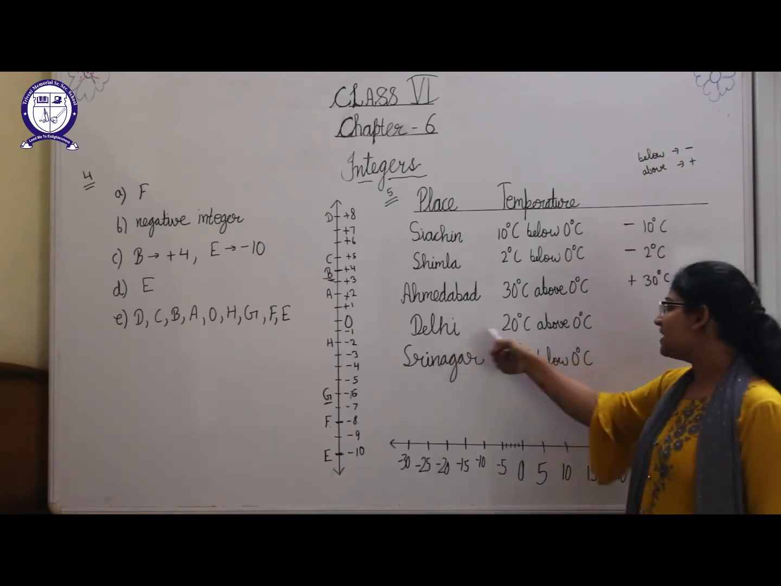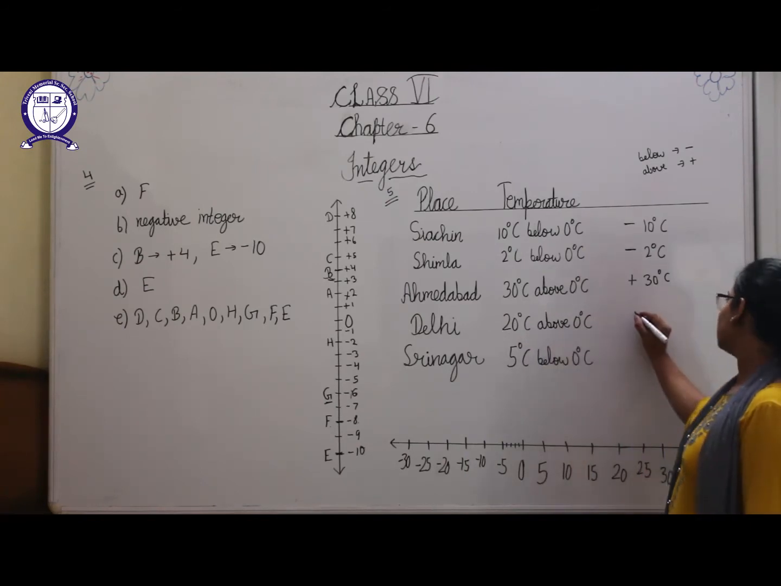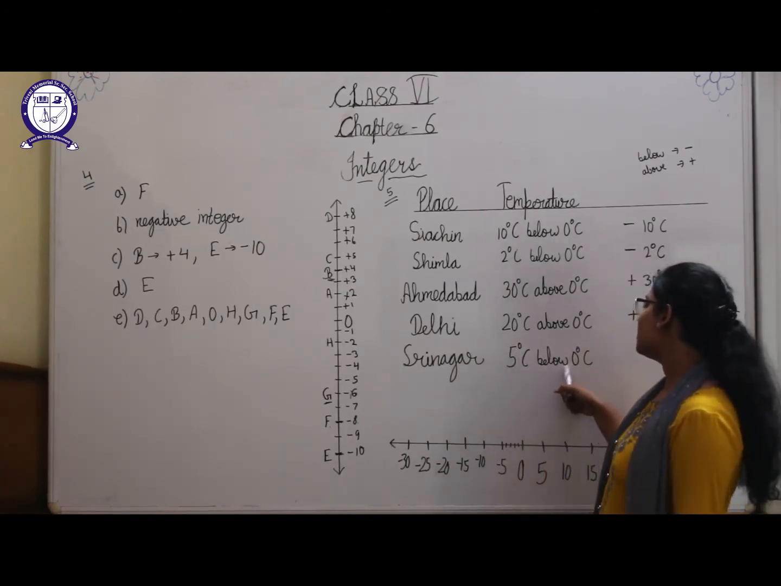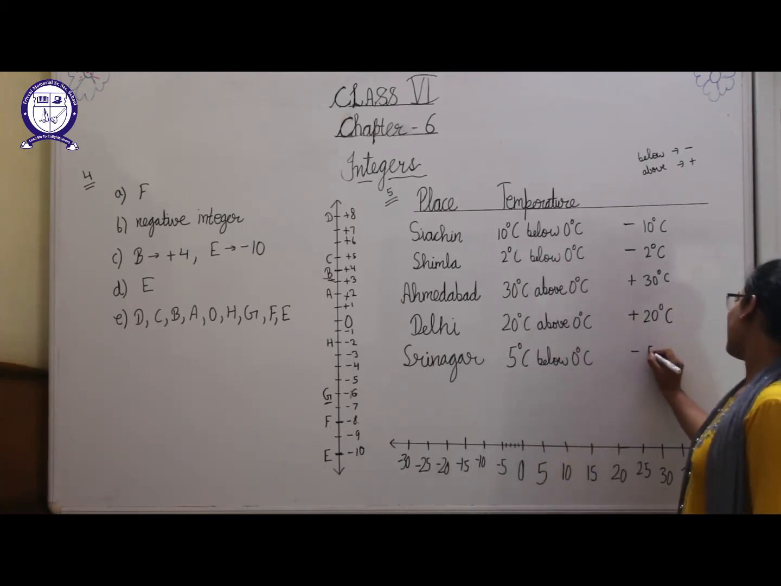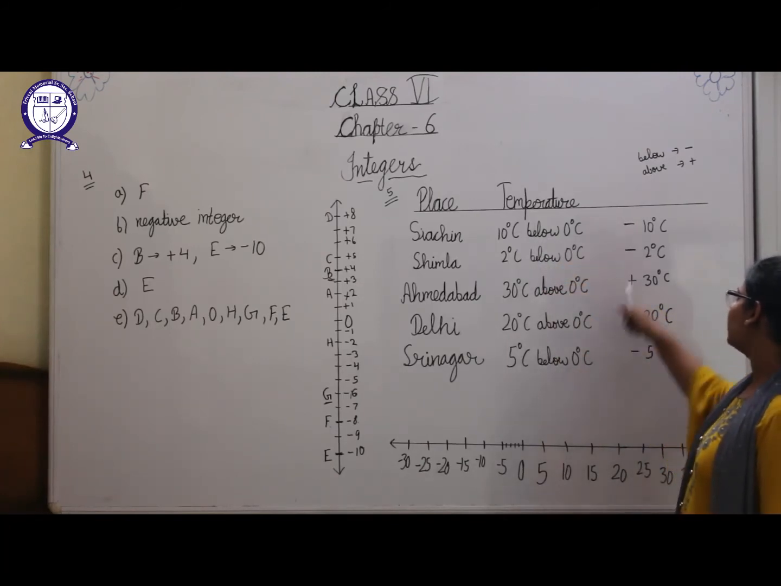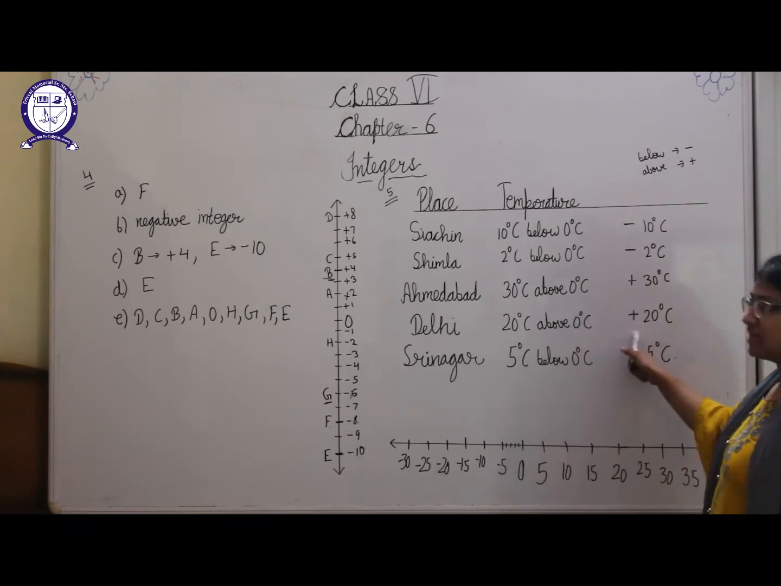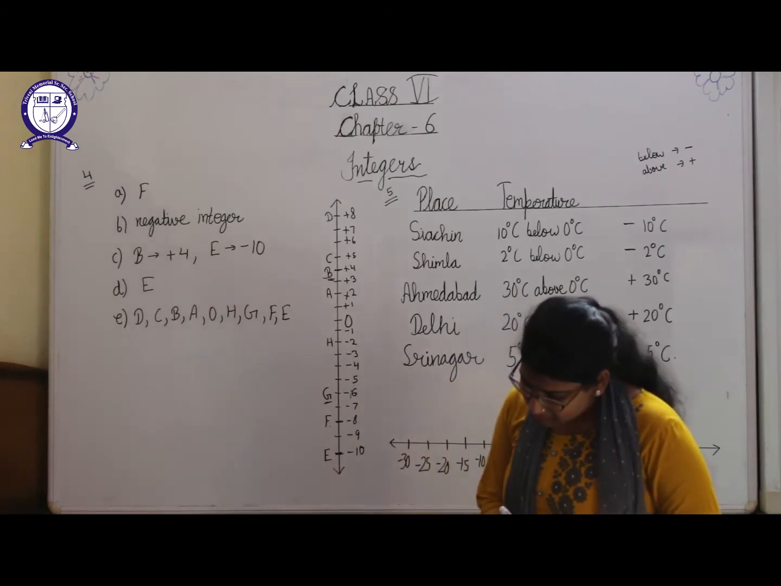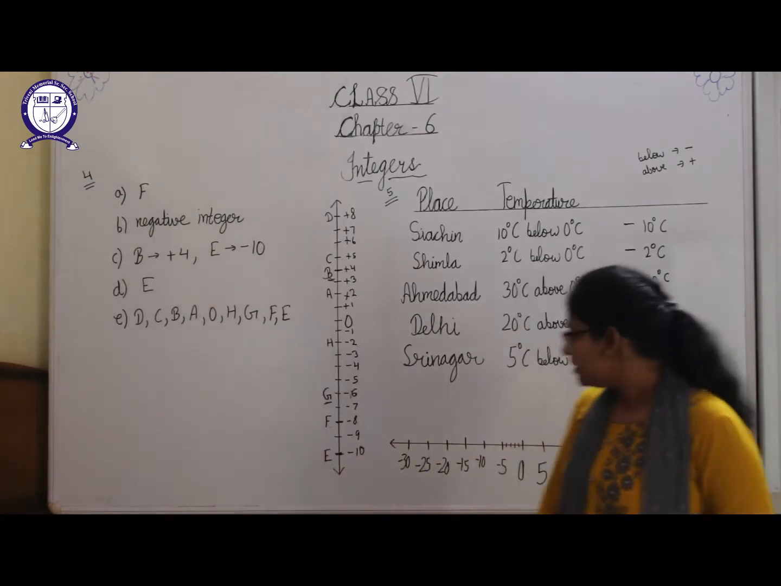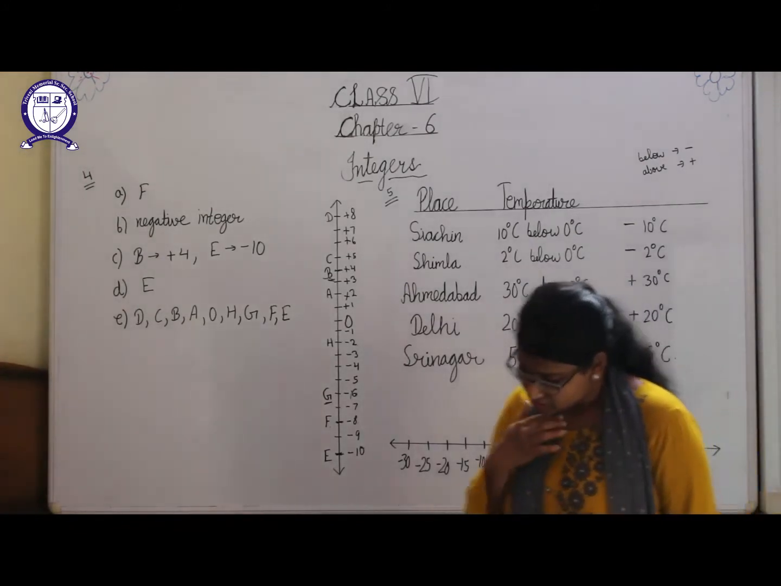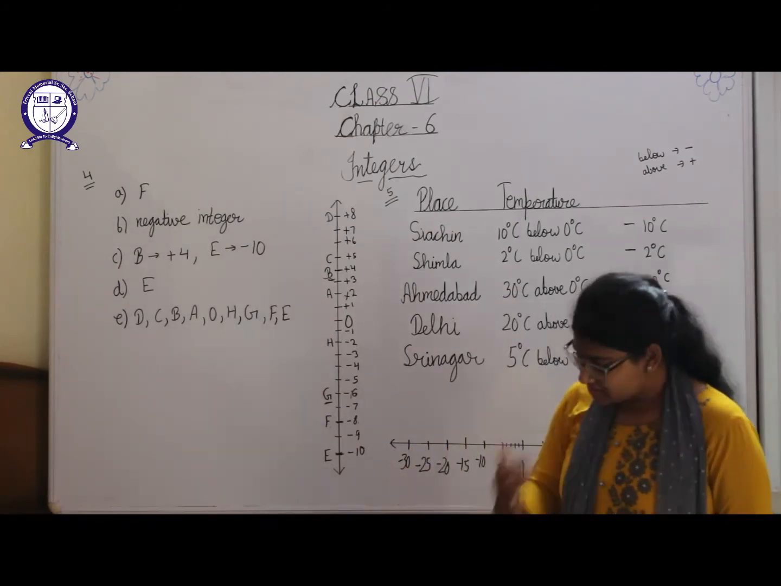Same is the case with Delhi. Delhi is 20 degrees Celsius above, so we will write it +20 degrees Celsius. Next is Srinagar, 5 degrees Celsius below 0 degree, so it will be -5 degrees Celsius. Okay students, here we represent below with negative signs and above with positive signs. Okay, now in B part it is given that following is the number line representing the temperature in degrees Celsius. This is the number line given to us, and it is representing temperatures in degrees Celsius. We have to plot the name of the city against the temperature.